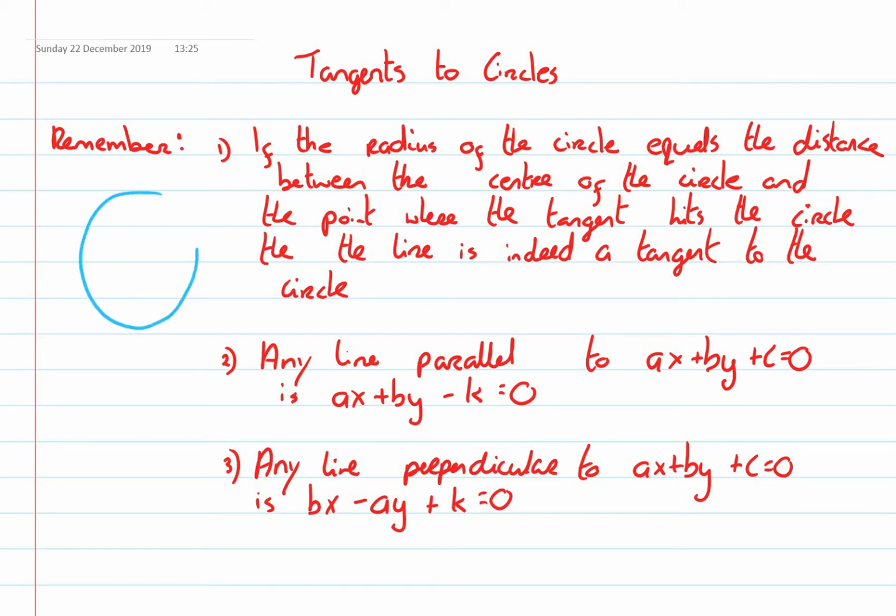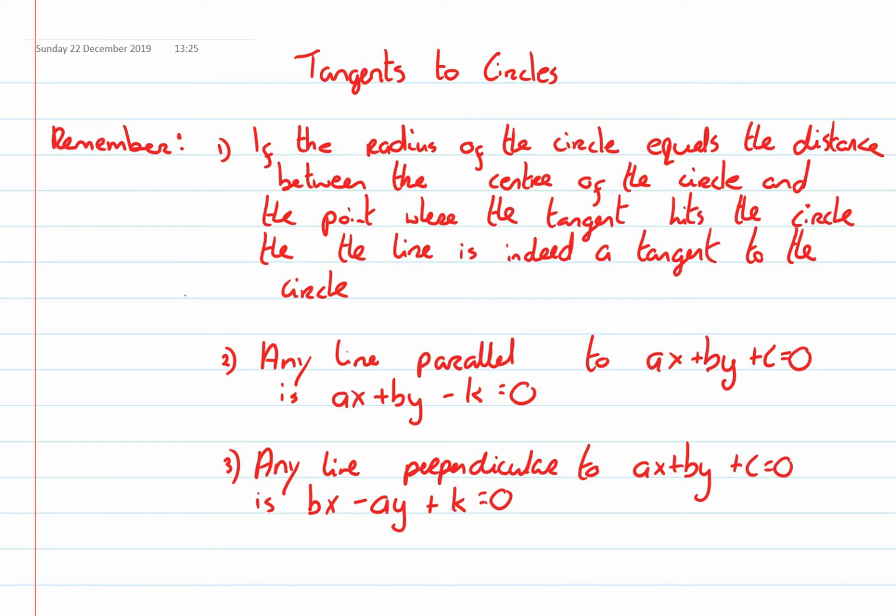if we have a circle and a tangent, and the radius, so from here to here, is the same as the distance between that point and that tangent, a perpendicular distance, okay? If they're the same, then I can say that line here is a tangent to that circle, okay?